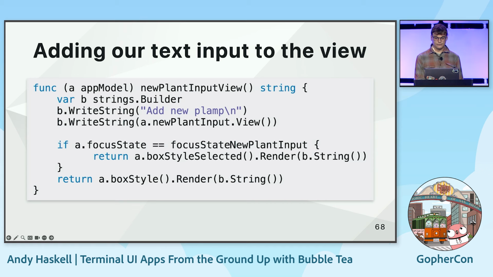For styling this view, we're going to use the same Lip Gloss style that we defined in the last section for the plant text boxes. So if the new plant input is currently the focused component, then we return it with the box in green. Otherwise, we return it with the box in white.